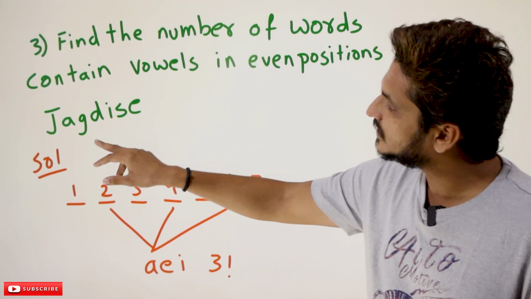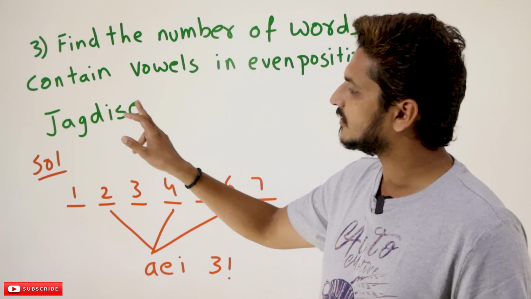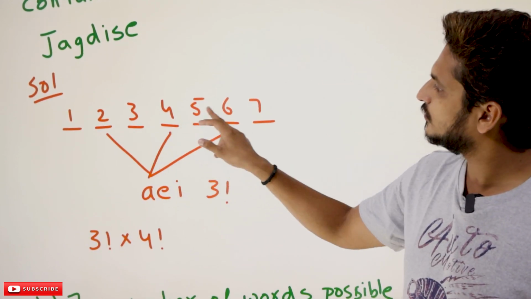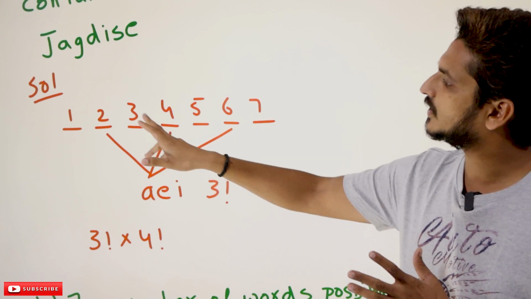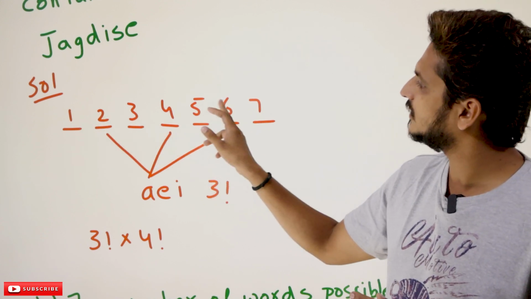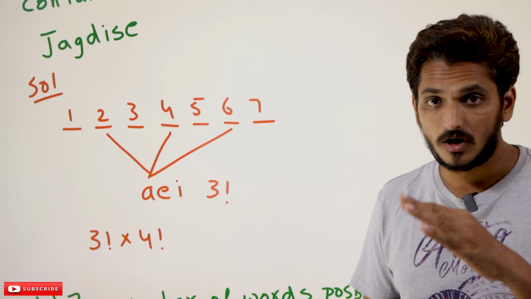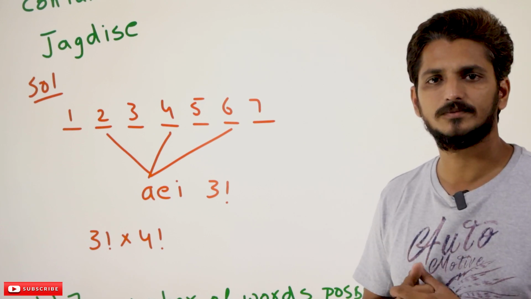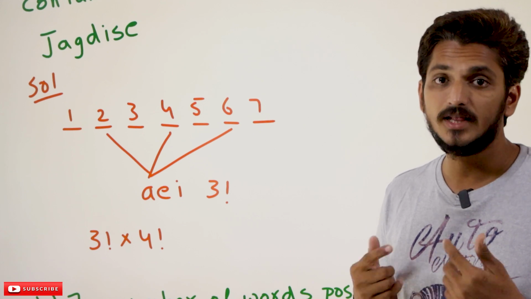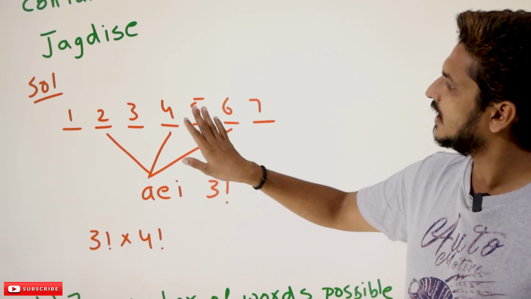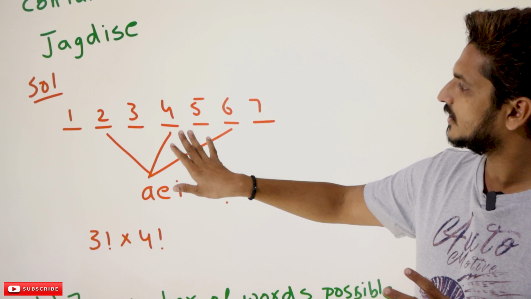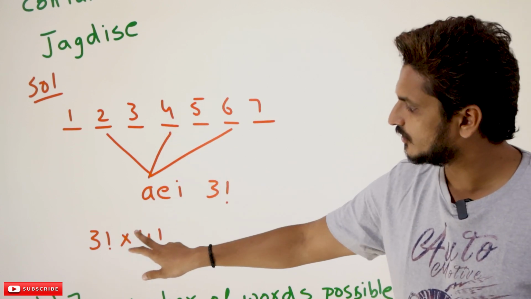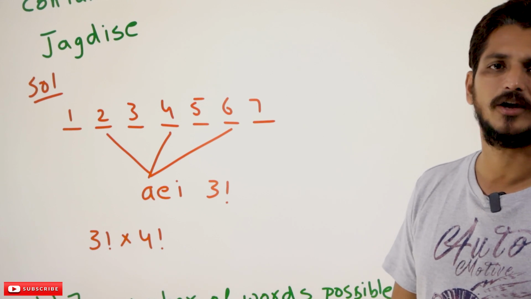How many consonants are there? Remaining are consonants. 4 consonants are there. If you remove the second, fourth and sixth positions, what are the odd positions? 1, 3, 5, 7. 4 consonants are placed in 4 positions. You can fill that in 4 factorial ways. Total: even positions filled in 3 factorial, odd positions filled in 4 factorial. So 3 factorial multiplied by 4 factorial.